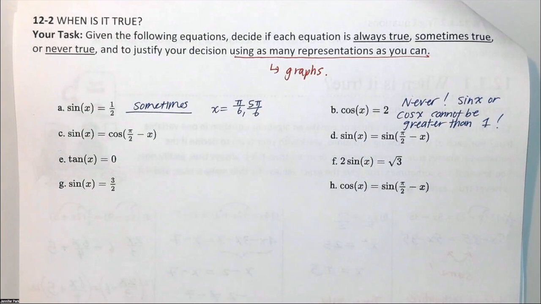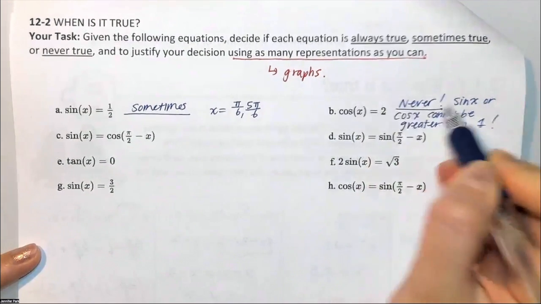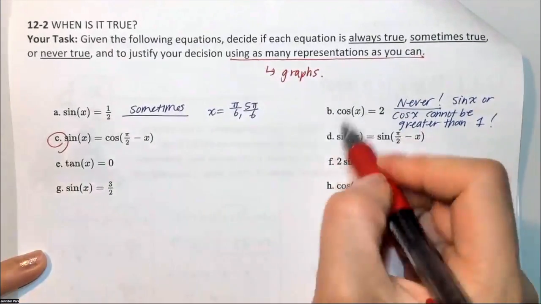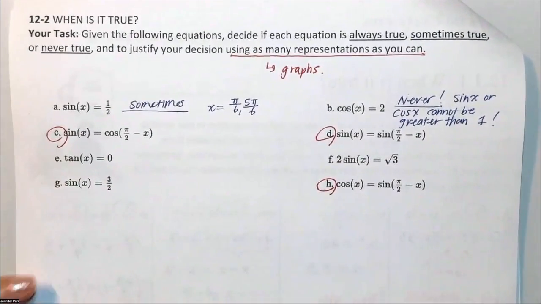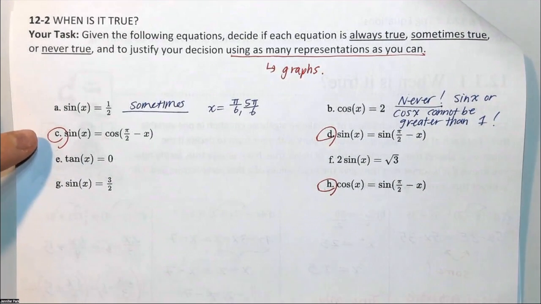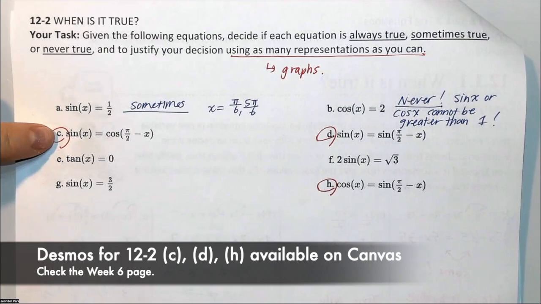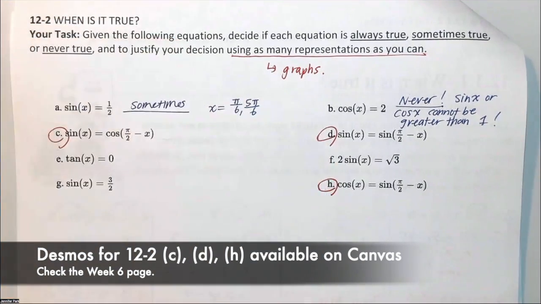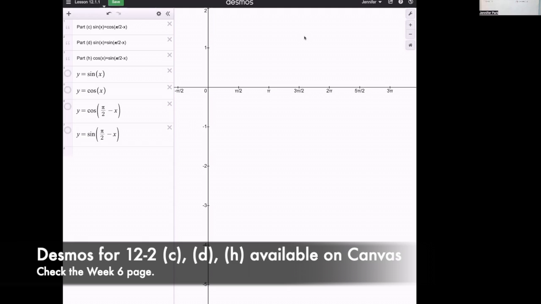Now, I do want you to solve the rest of these equations to determine whether this is sometimes, always, or never true. But I'm going to talk about a few more. The ones I want to talk about are C, D, and H, because we haven't really seen equations like that before. Instead of solving those equations, we're going to look at graphs of those together. So we're going to move on to Desmos. We're going to start with C, go to D, and H. Make sure you are looking at these equations, or you have that written down, or you're looking at your handout, okay? All right, so we're looking at part C together right now.